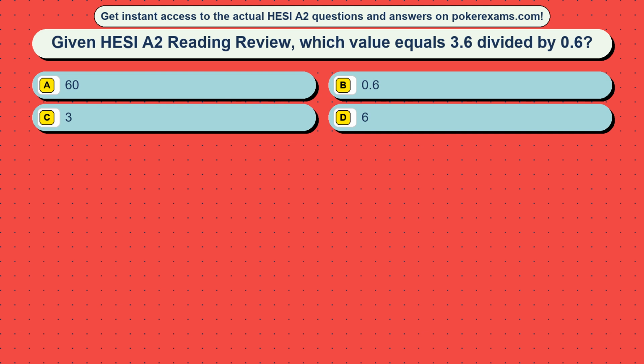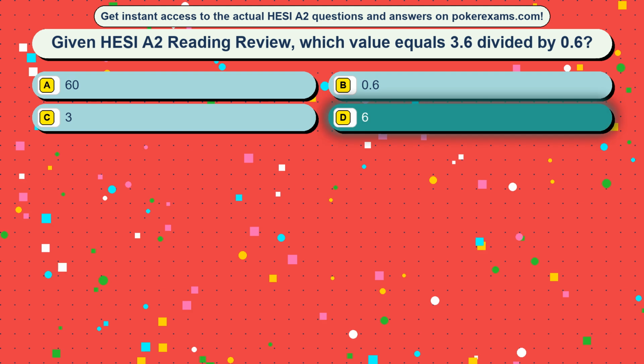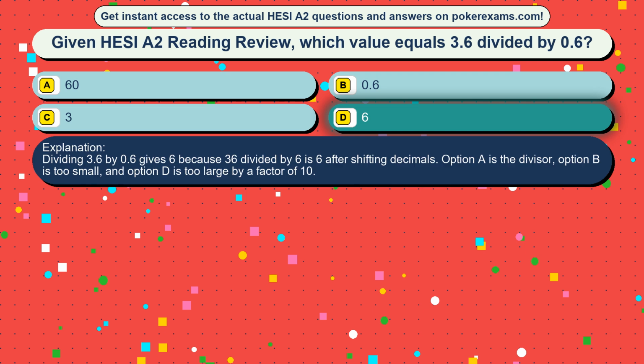Question 8. Given HESI A2 Reading Review, which value equals 3.6 divided by 0.6? Option A, 60. Option B, 0.6. Option C, 3. Option D, 6. The correct answer is option D, 6. Dividing 3.6 by 0.6 gives 6 because 36 divided by 6 is 6 after shifting decimals. Option A is too large by a factor of 10.